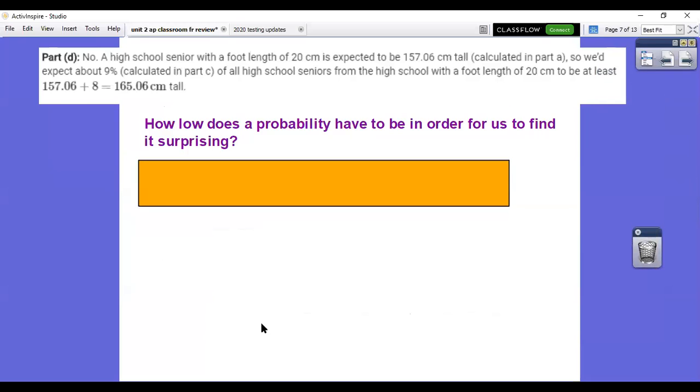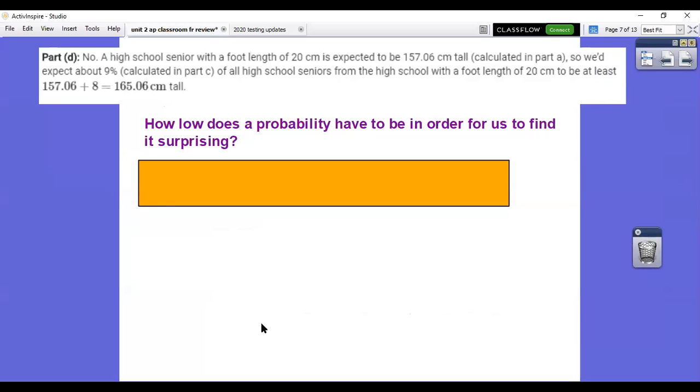Their answer is no. A high school senior with a foot length of 20 centimeters is expected to be this value that we got from part A. So that would give us a residual of about 8. They're saying, no, that's not surprising because about 9% of the time that will happen.